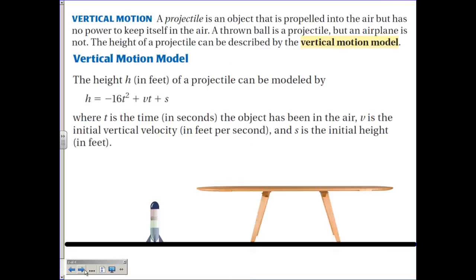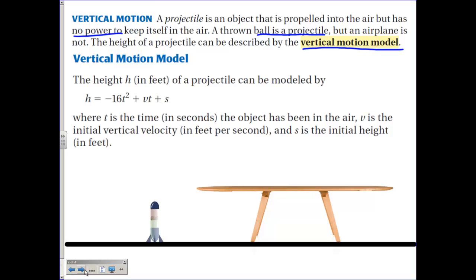Vertical motion model. A projectile is an object that is propelled into the air but has no power, and this is key: no power to keep itself in the air. A ball thrown is a projectile because it has no power, but an airplane is not because the airplane can keep itself aloft. And the height of the projectile can be described by the vertical motion model. We're talking about the height.